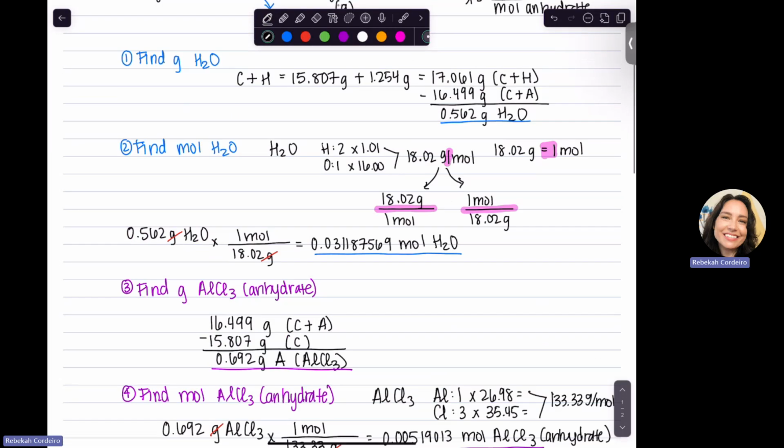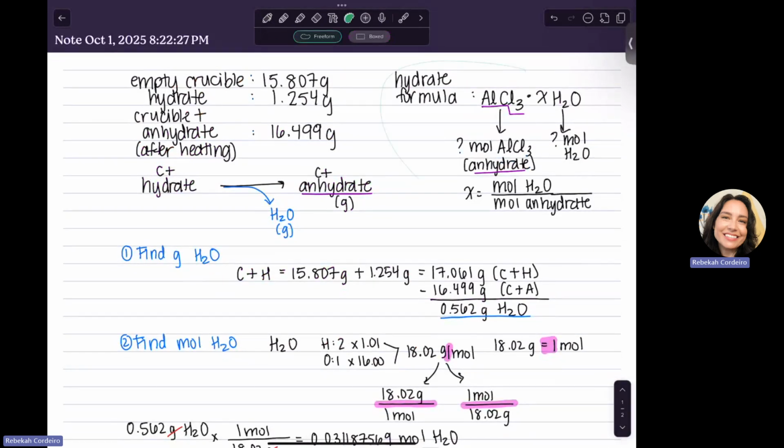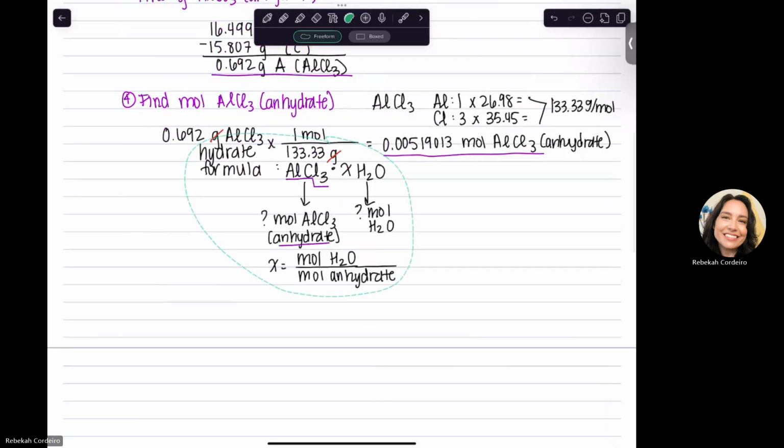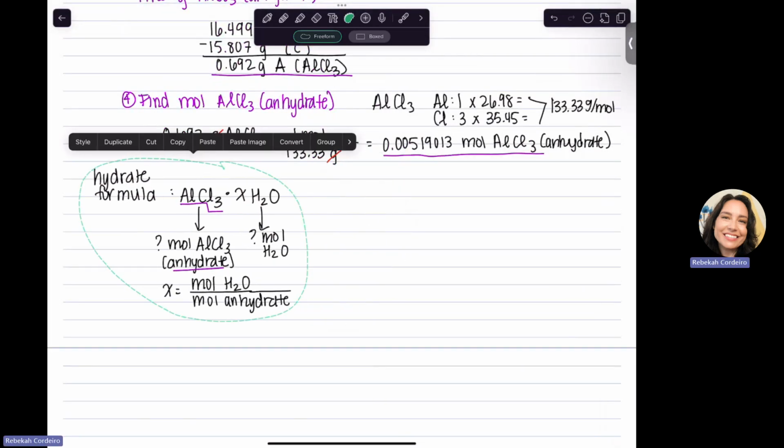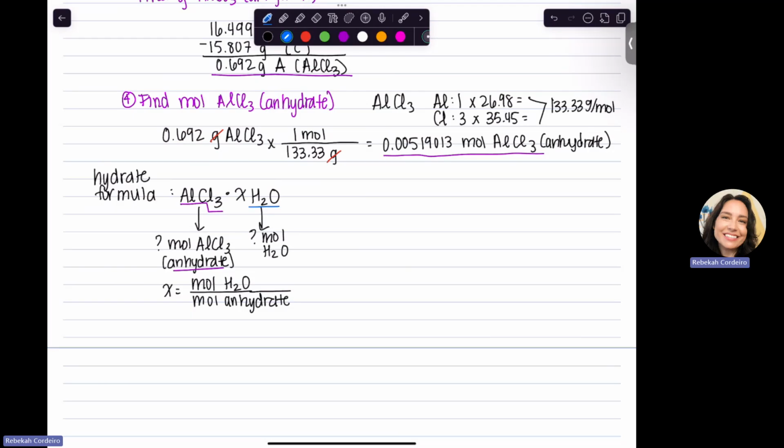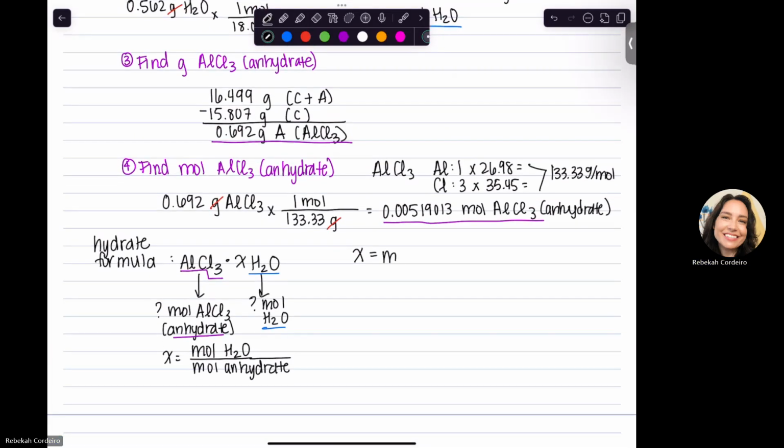So now remember, our whole goal was this. Let me copy paste this down here. Our hydrate formula has 2 things. We got water and we got the anhydrate. So now we have the moles of both. So let's figure out what that number is, that X. So moles of water over moles of the anhydrate, which for us is aluminum chloride. For you it's going to be a little bit different. Again, I keep saying that just because I don't want to see aluminum chloride in your post labs.